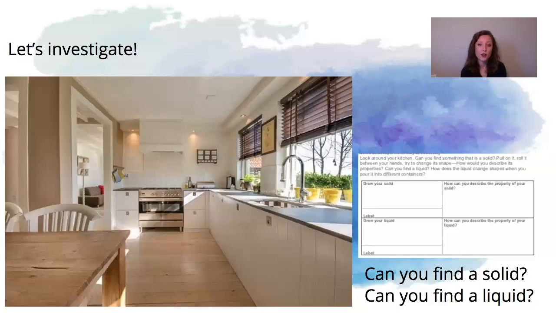Once you found your solid, you're going to find a liquid. And I want you to see if you can get a few different containers out, maybe a cup and a bowl and a jar or a pot. And I want you to see if you can pour that liquid into those different containers. And I want you to notice, how does it change shape when you pour it into different containers? And then I want you to record your information. I want you to draw a picture of your liquid and give it a good label, just like you did with that solid. And I want you to describe your liquid using your 5 senses.